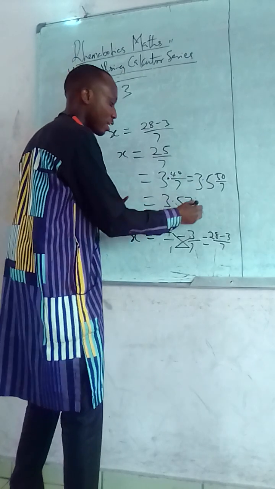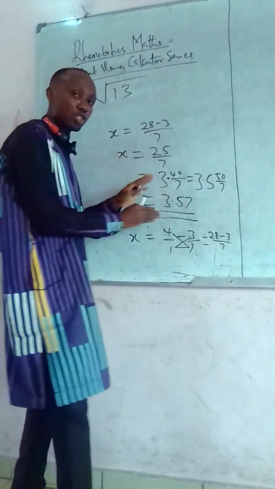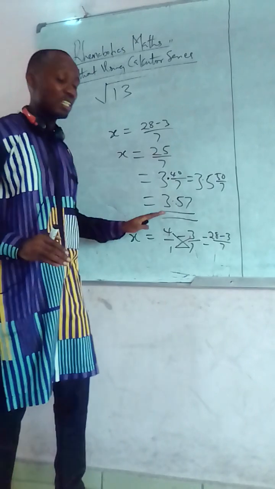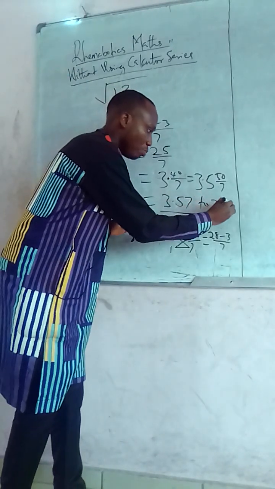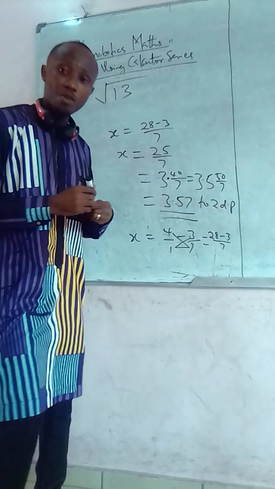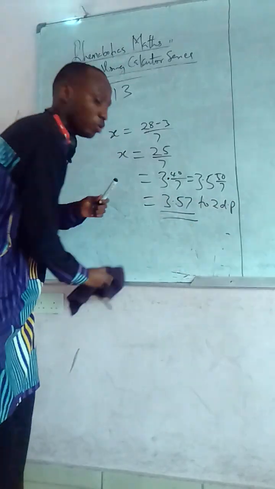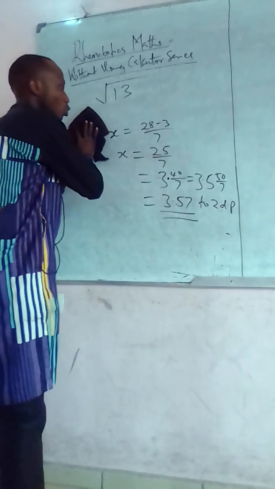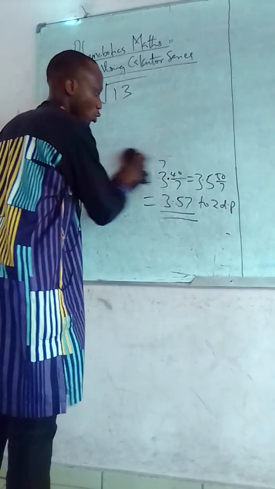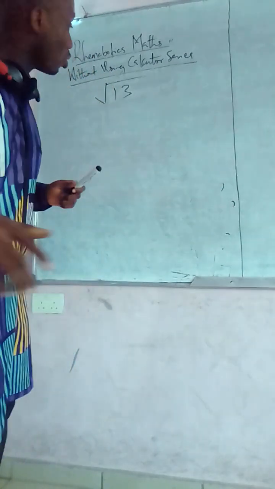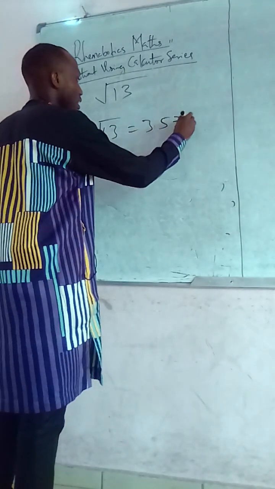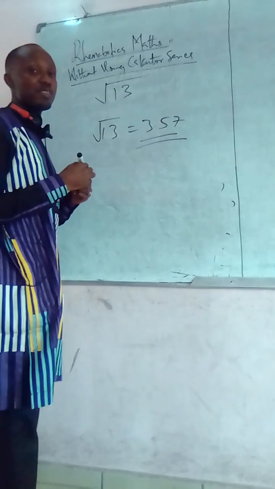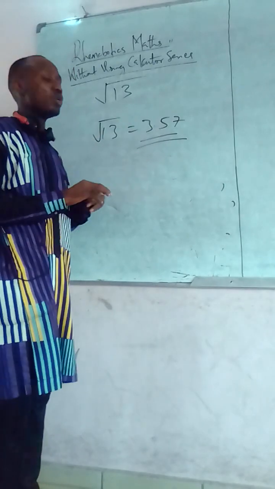So at this point I can stop, because even the approximated value should be able to give me this. In 2 dp, this is the value. If you punch it in your calculator to confirm that this value is correct, you will find out that it is 3.57 or something very close to this.